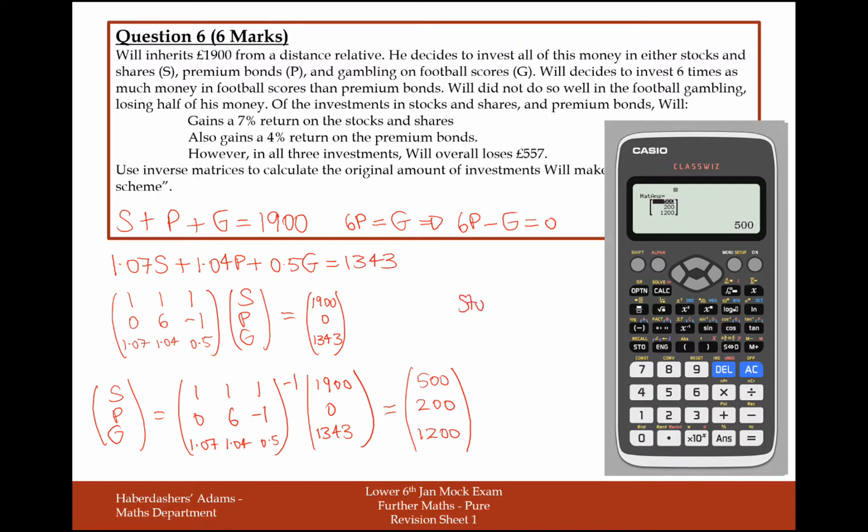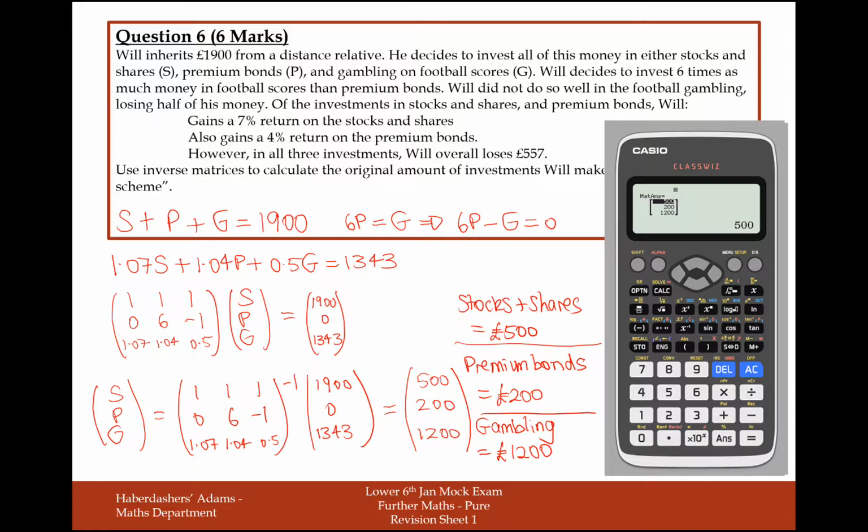So stocks and shares, the amount invested was £500. For the premium bonds, the amount invested was £200. And for the gambling, the amount invested, or wasted really, is £1,200. 6 marks.